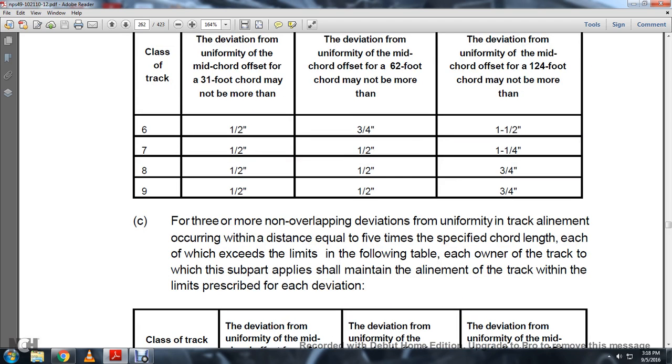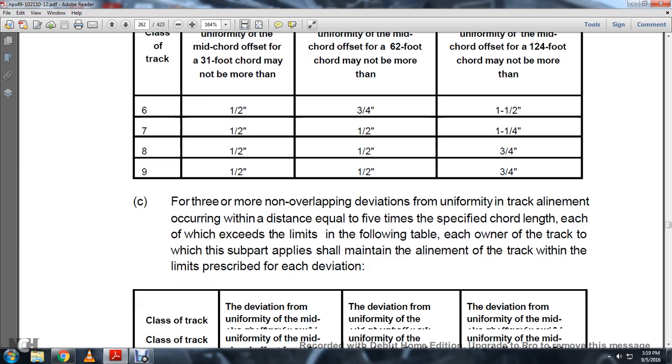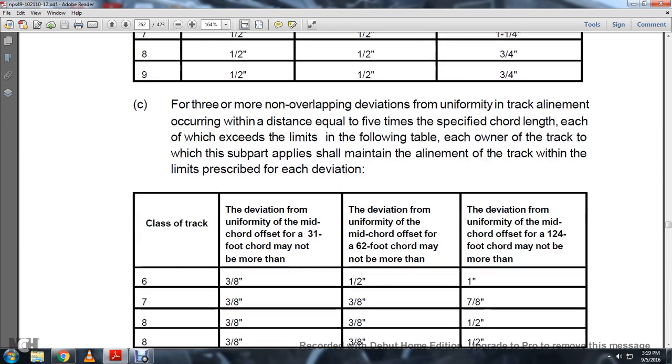For 3 or more non-overlapping deviations of uniformity in track alignment occurring within a distance equal to 5 times the specified chord length, each of which exceeds the limits in the following table, the owner of the track to which the subparts apply shall maintain the alignment of the track within the limits prescribed for each deviation.